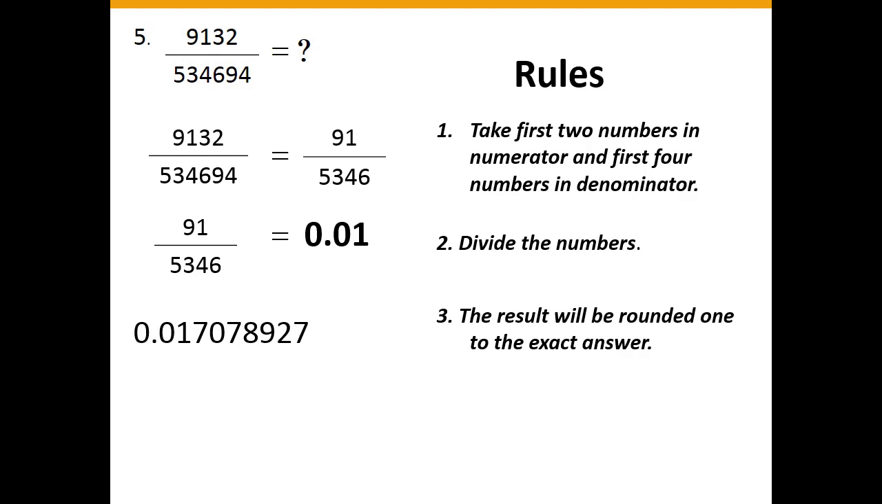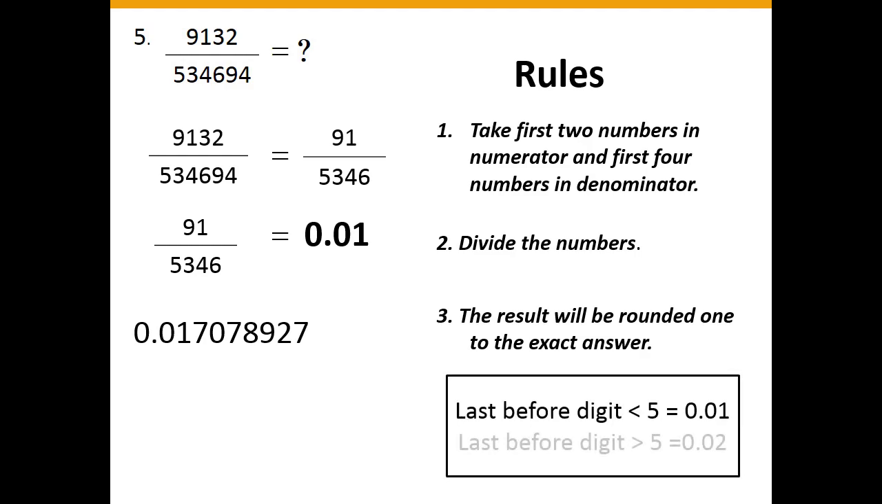See the number 0.017078927. This is the exact answer for the question, friends, but we rounded the answer and we get 0.01. Okay, I will tell how we rounded. See that last before digit: if lesser than 5, the answer is 0.01. If the last before digit is greater than 5, the answer is 0.02. So write down the number 0.017078927. It is the number, friends.